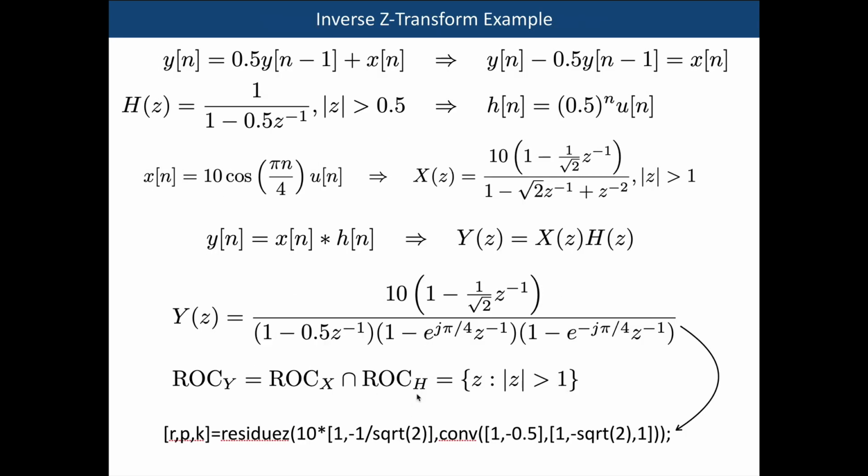Let's take a look at an inverse Z transform example. This one's maybe a little bit more complicated than some others that we've seen. So let's step through this. Okay, first of all, we're given a difference equation representation for a system. y of n is equal to 1/2 y of n minus 1 plus the new input x of n.